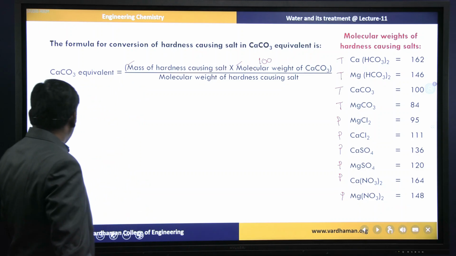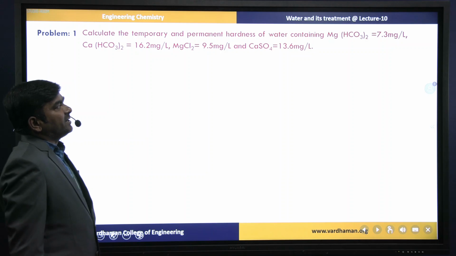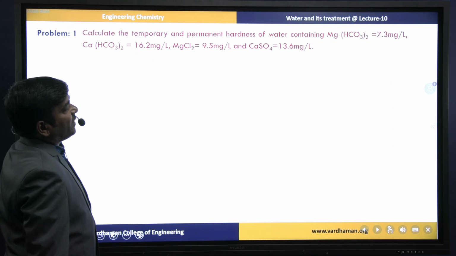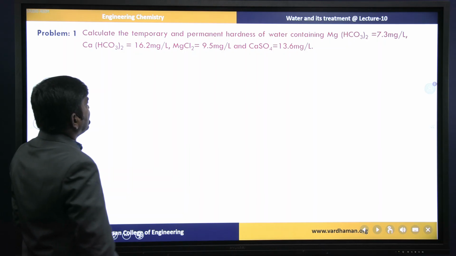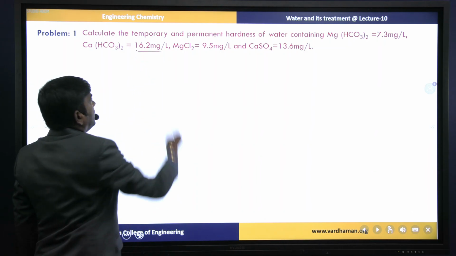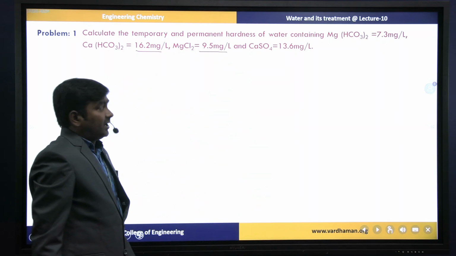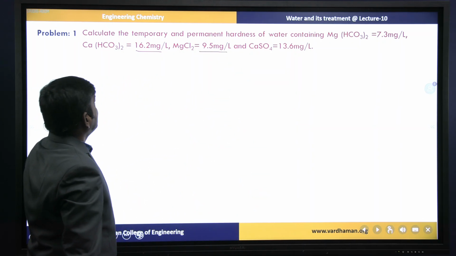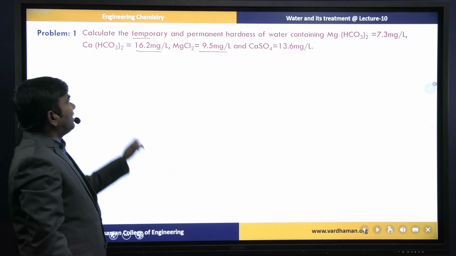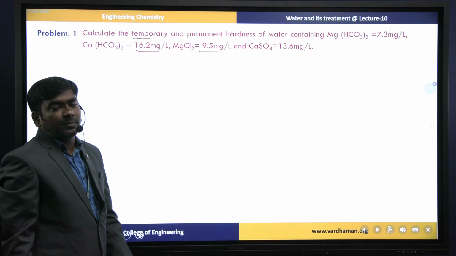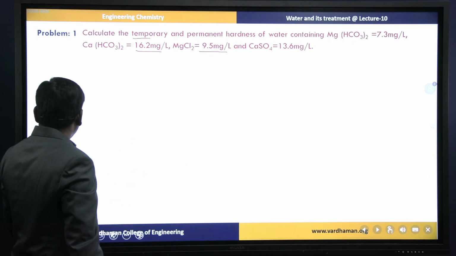So let us see one problem. Problem number 1: calculate the temporary and permanent hardness of water containing magnesium bicarbonate 7.3 milligrams per liter, calcium bicarbonate 16.2 milligrams per liter, magnesium chloride 9.5 milligrams per liter, calcium sulfate 13.6 milligrams per liter. They are asking for temporary and permanent hardness, and the given data is in milligrams per liter. That means the answer also you will get in milligrams per liter only, right?